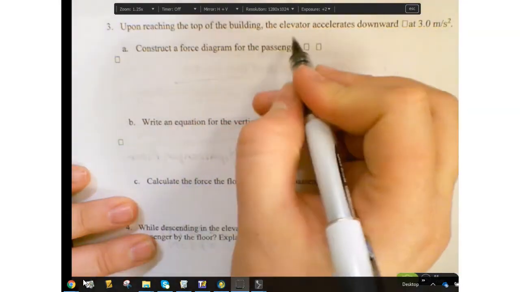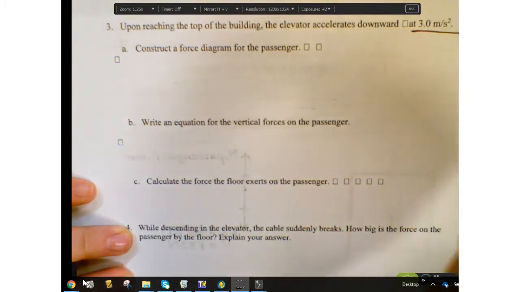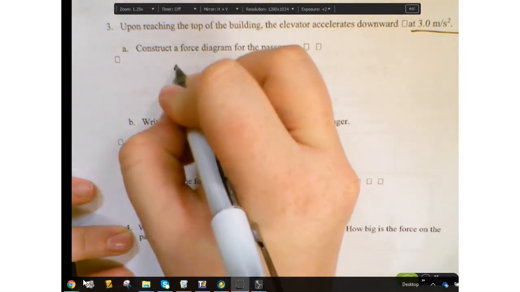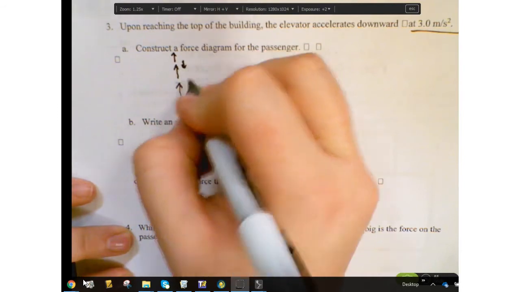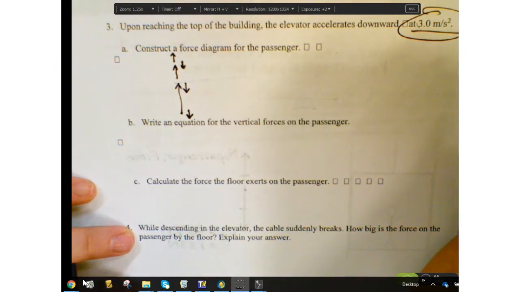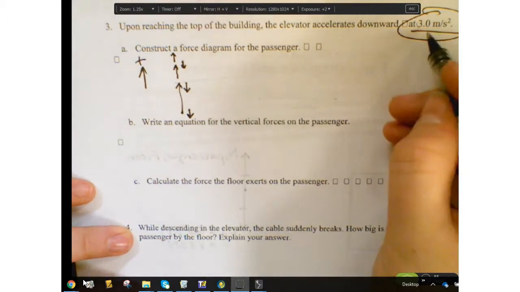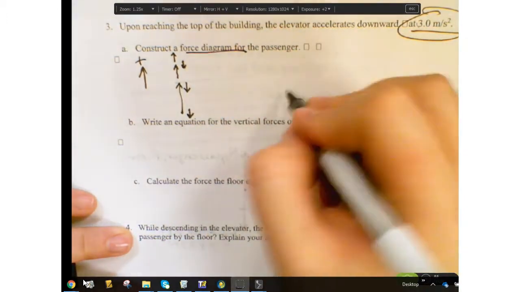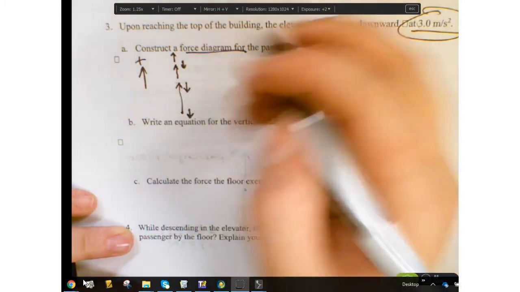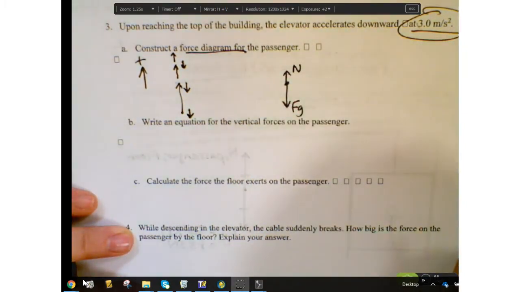Number 3, upon reaching the top of the building, the elevator accelerates downward at 3 meters per second per second. So upon reaching the top, here we're slowing down. My motion map is going to look like this, so my acceleration needs to go in the opposite direction. So when I deal with this 3 meters per second per second, I need to make sure I stay with my sign convention that up is positive, and I'm going to record my acceleration as negative. Now for the force diagram, my net force, or the larger force, needs to be in the direction of my acceleration, so that means the force of gravity must be larger than my normal force.